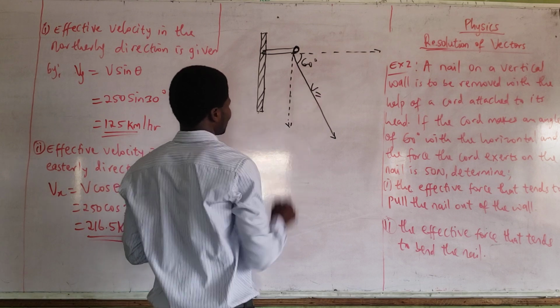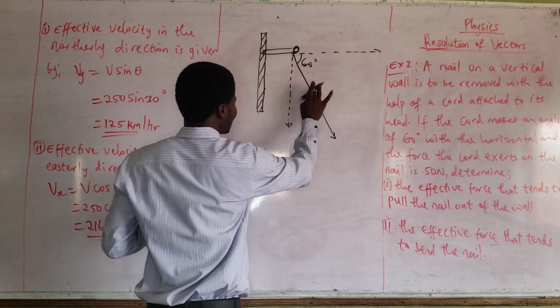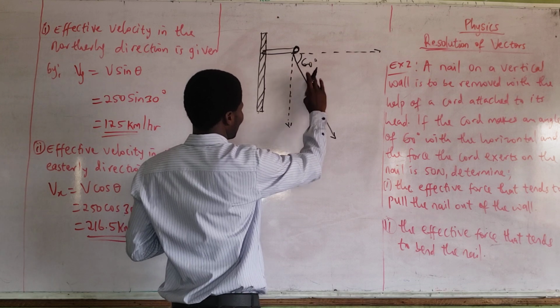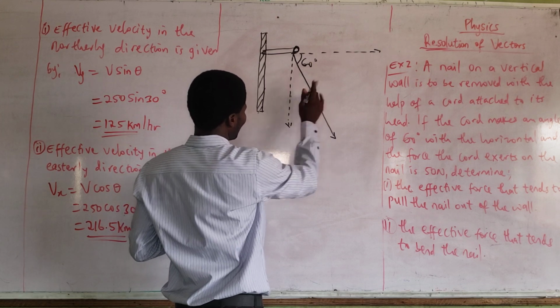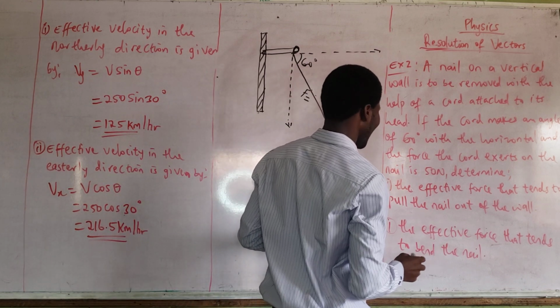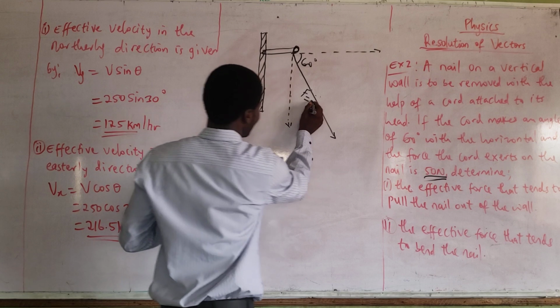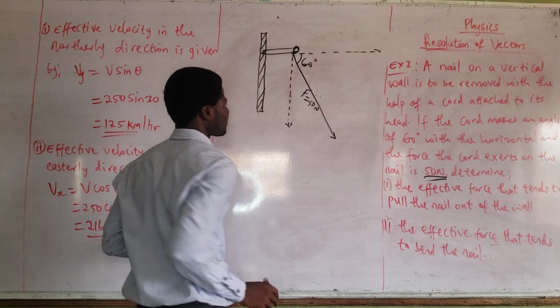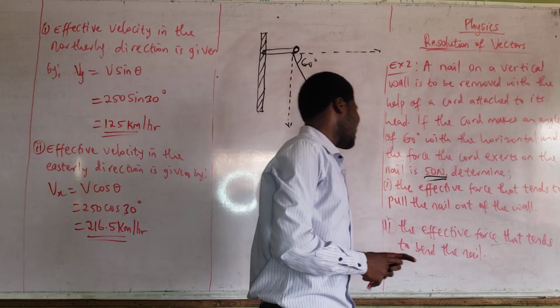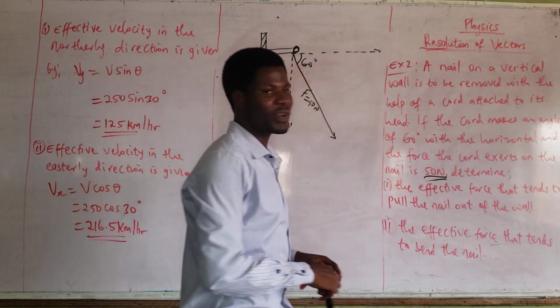And they said the force, not the force, the cord, let me put it here. The force the cord exerts on the nail is 50 Newton. So the force is 50 Newton. Okay? They now said, determine the effective force that tends to pull the nail out of the wall.